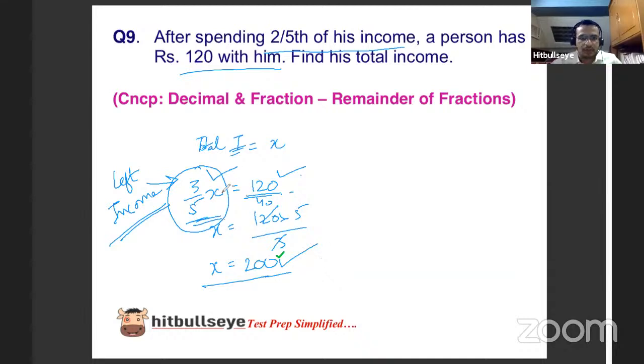Perfect. But what is important here is why we got so many 300 answers: we equated 2 by 5 with 120. But after spending 2 by 5 of the income, this is important. This word has to be critically read. And then we have to equate, okay, 3 by 5x is equal to 120, not 2 by 5. That we have to check. This is again a trap. You have to please check. Okay. Now everybody clear?